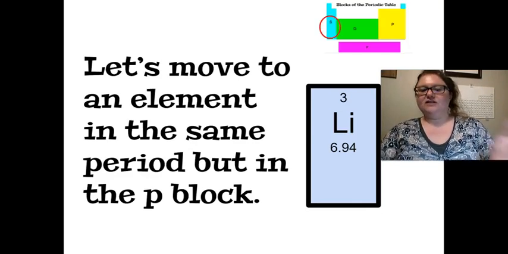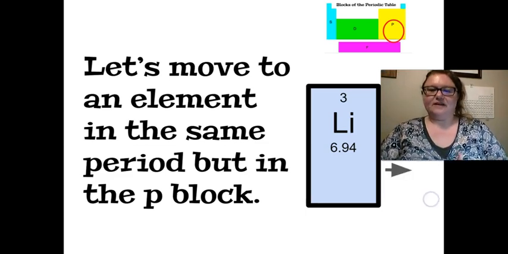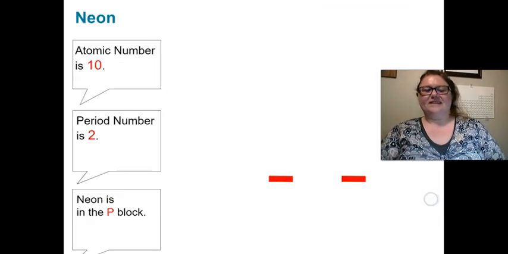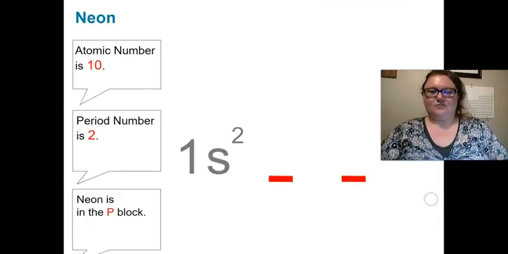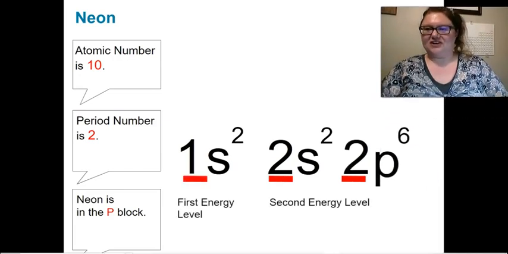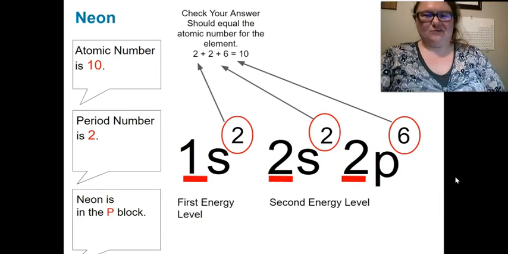So now we're going to go to the P block, which is located on the right side. Let's take a look here at neon. All right, neon's atomic number is 10, so we need to have 10 electrons. Sorry, the animation here is in slightly different order than I wanted, but we're working with it.